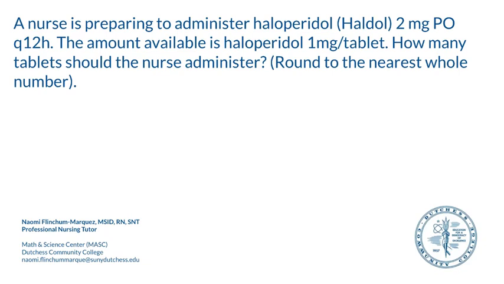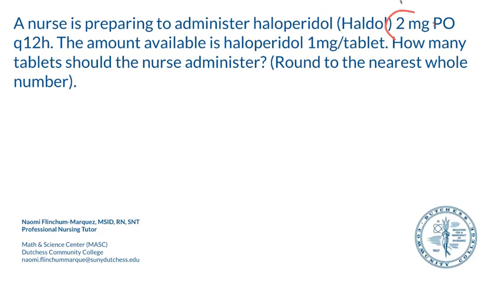A nurse is preparing to administer Haldol 2 milligrams PO every 12 hours. The amount available is 1 milligram per tab. How many tablets should the nurse administer? So this is a pretty basic one that we're starting with, but we see that we have the order for 2 milligrams.